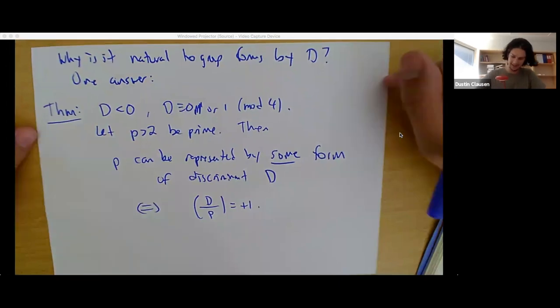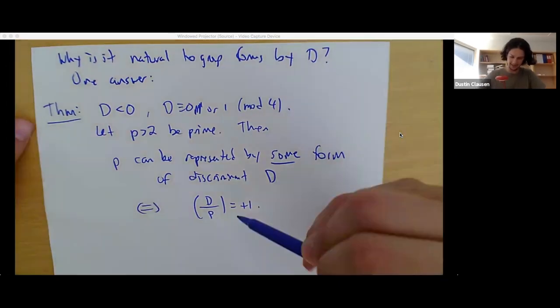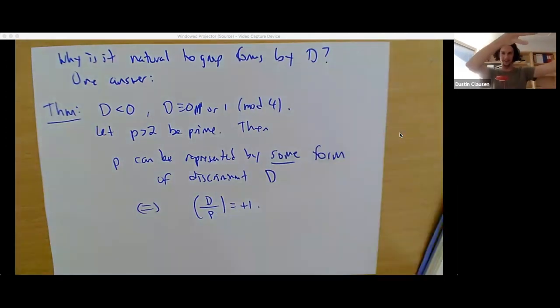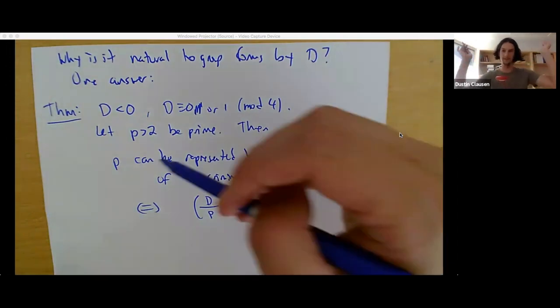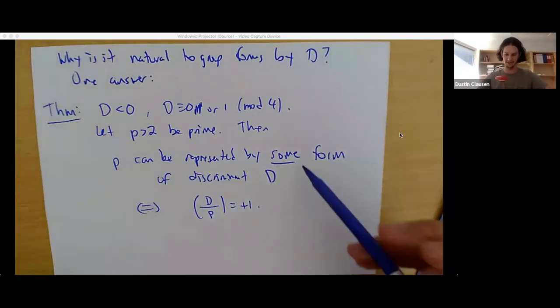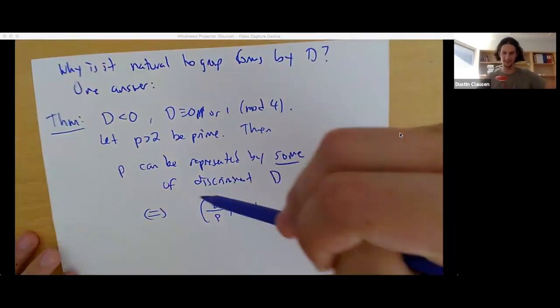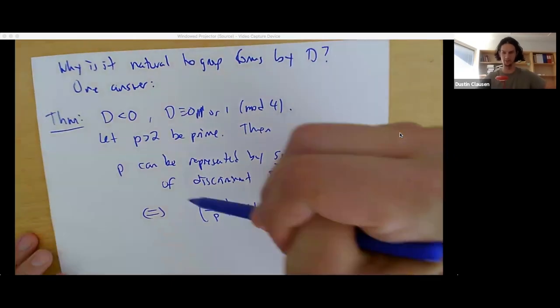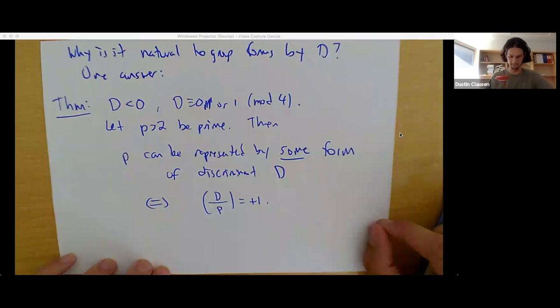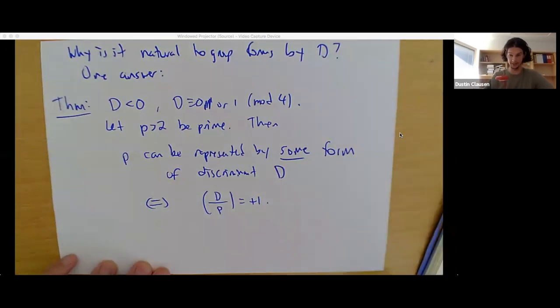Now if D is a square mod p, you can't necessarily say, if you fix the form of discriminant D beforehand, that p has to be represented by that form, but p will be represented by some form that has the correct discriminant. So here you sort of have to take all forms of discriminant D into consideration a priori to get the good result about primes being represented. And the proof is not too bad, so let's actually give it.